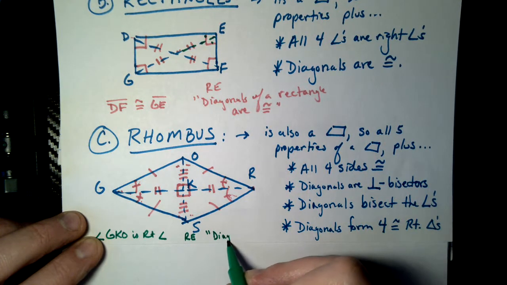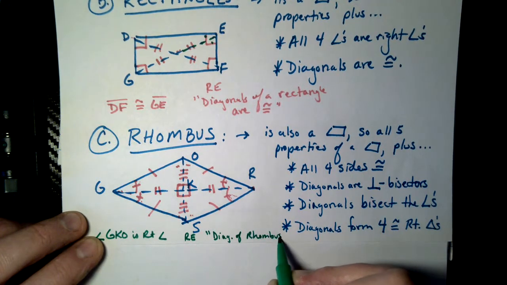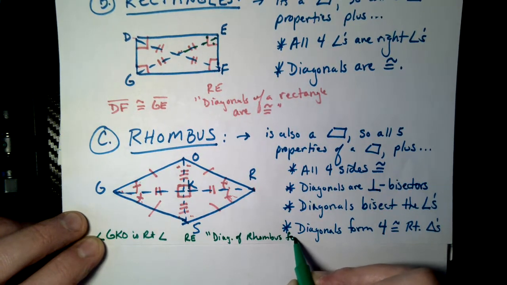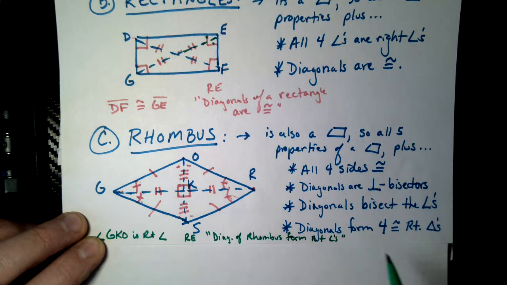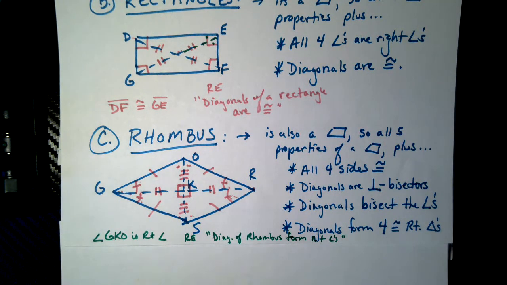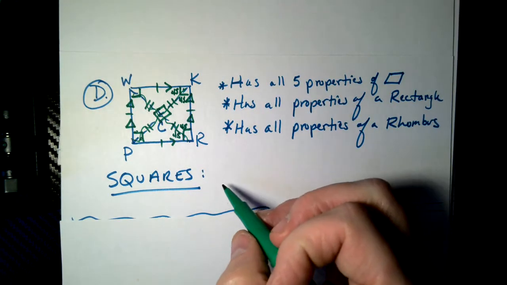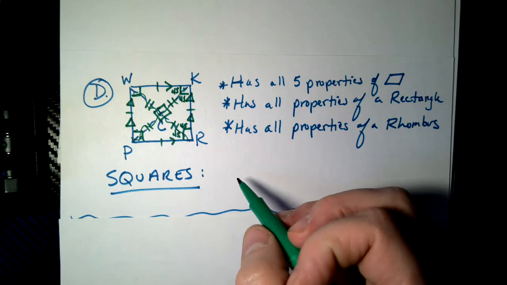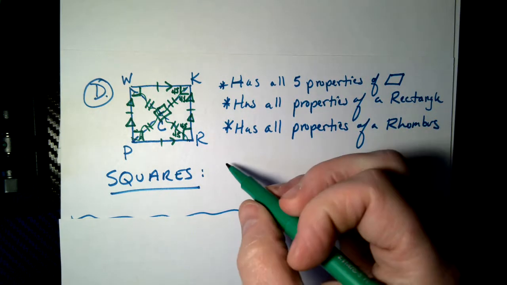diagonals of rhombus form right angles. So I could have said right angles, or I could have said they're perpendicular, something like that. Now for a square, what can I do that's kind of unique to a square? I mean, you could take any one of those statements that we used before.